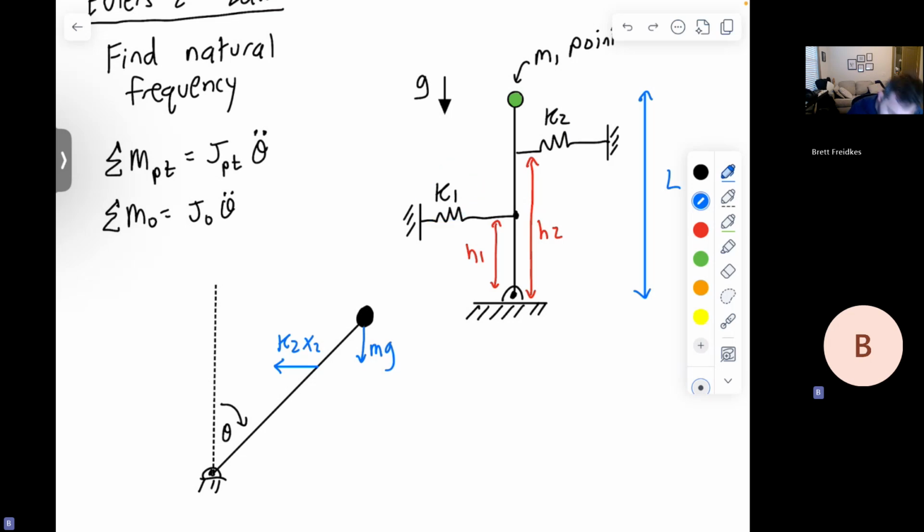And then K1 in this situation is being stretched. So you might think it's the opposite of what we just did for K2. But again, springs want to be in equilibrium. So if I pull on it, it says, no, I don't want to be in that direction. So that force is also going to act to the right, K1 x1.